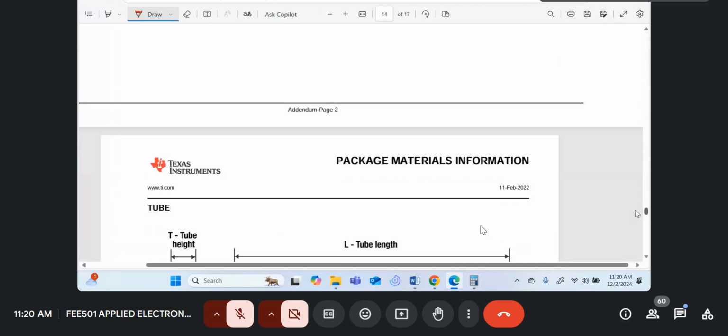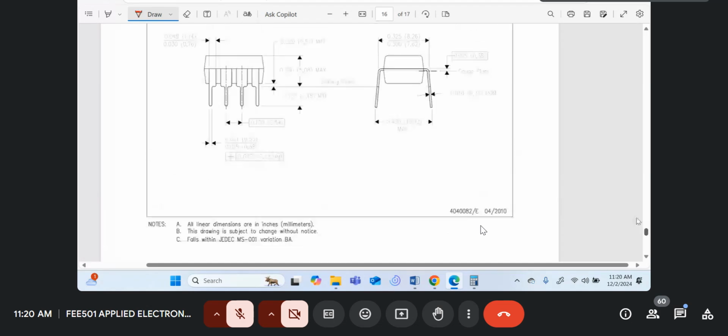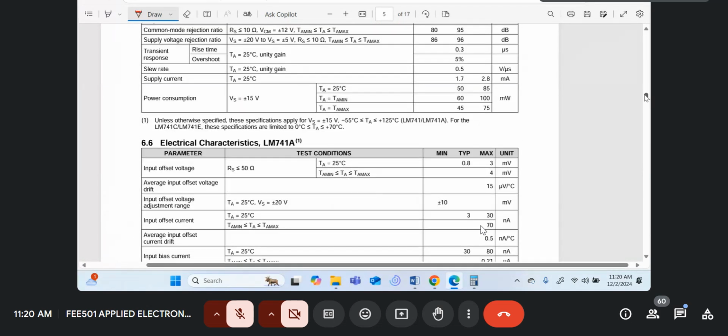Oh boy, I can't, they didn't give it. They didn't give the data sheet. Oh, it should be here. Okay, let's see.